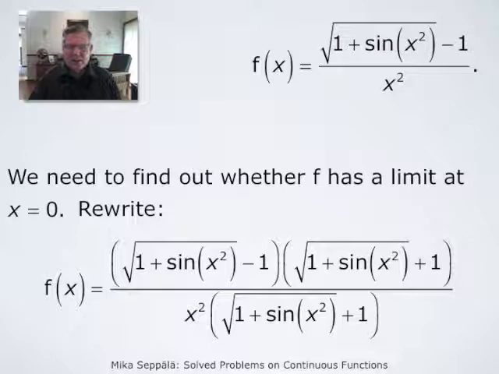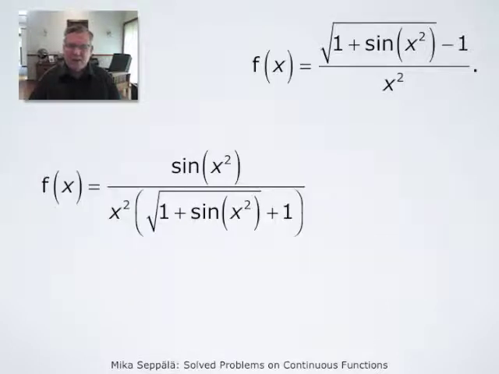Here the numerator, square root of 1 plus sine of x squared minus 1 times square root of 1 plus sine of x squared plus 1, simplifies to square root of 1 plus sine of x squared, squared, minus 1 squared. So this becomes just sine of x squared, because square root of 1 plus sine of x squared, squared, is 1 plus sine of x squared, and then we have negative 1. So 1 and negative 1 cancel out, so f of x becomes sine of x squared divided by x squared times square root of 1 plus sine of x squared plus 1.